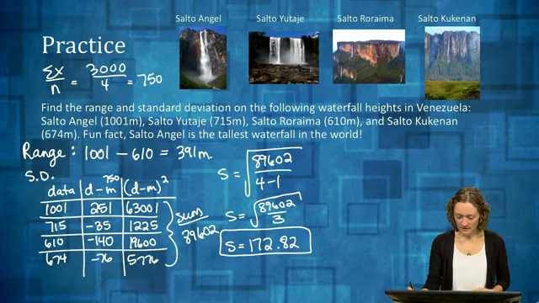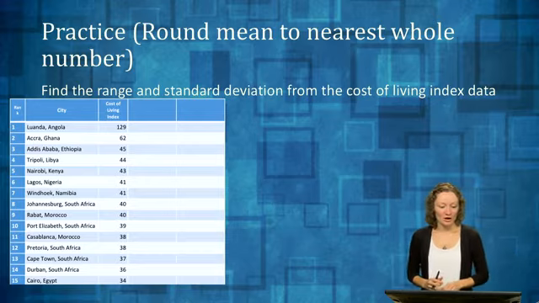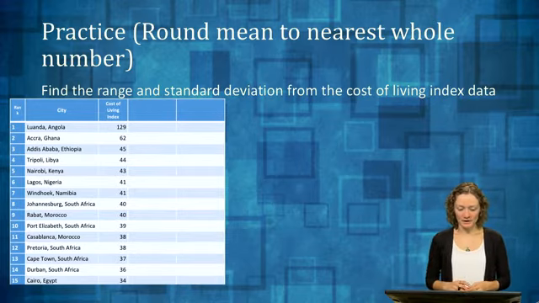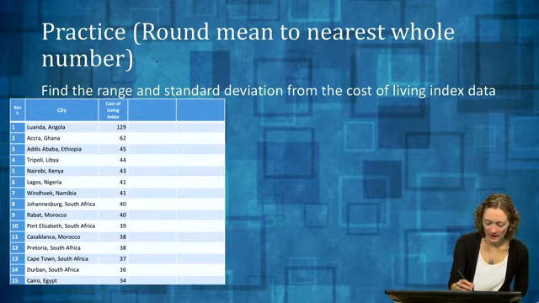All right, let's see the other example. Okay, so we have our cost of living data for all these cities in Africa that we saw last time. Again, we're looking for range and standard deviation. So let's start with range.